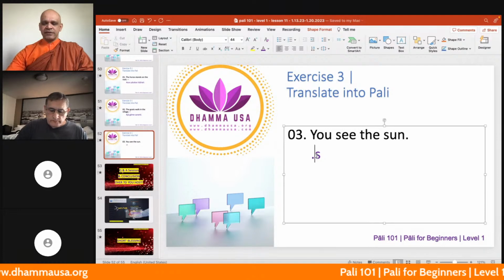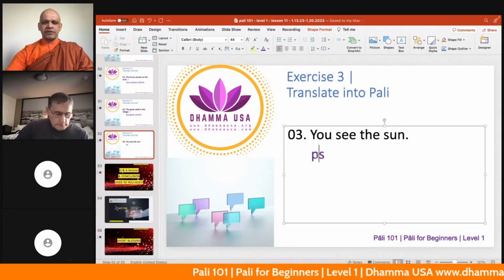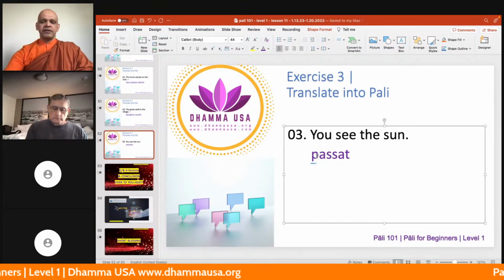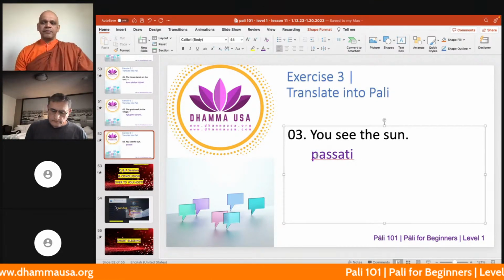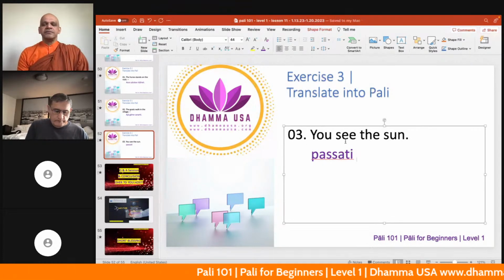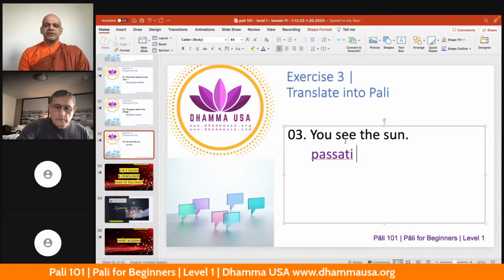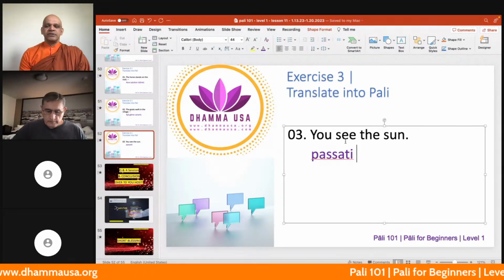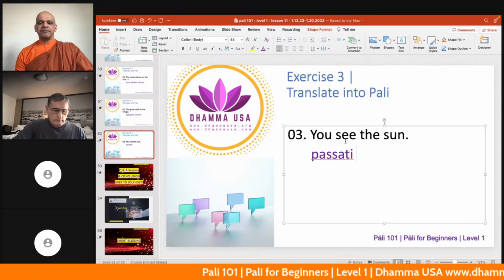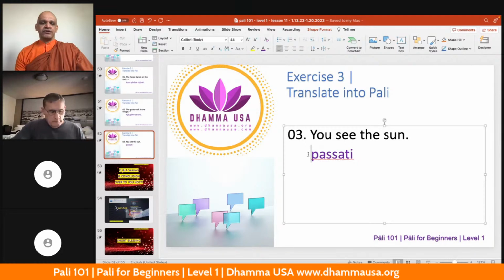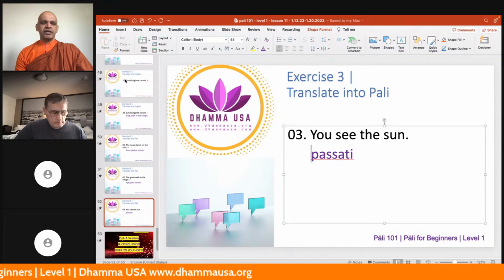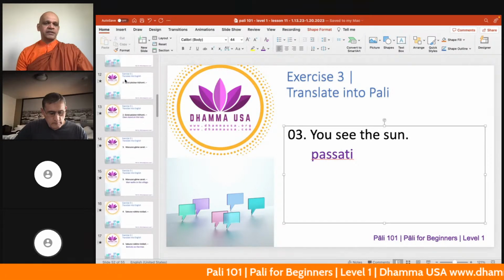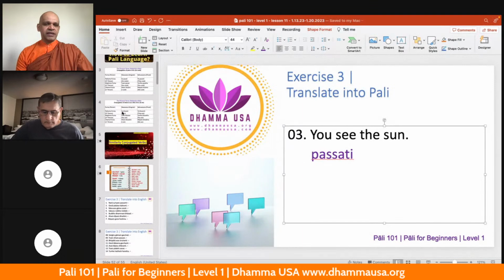Yeah, that's right. Passati is to see, right? Passati means to see. But then the corresponding subject here is you. So we know you is used with Majjhima Purisa only, right? And when we say you, we don't really know whether it is ekavachana or bahuvachana. So that is the other thing that we have here.